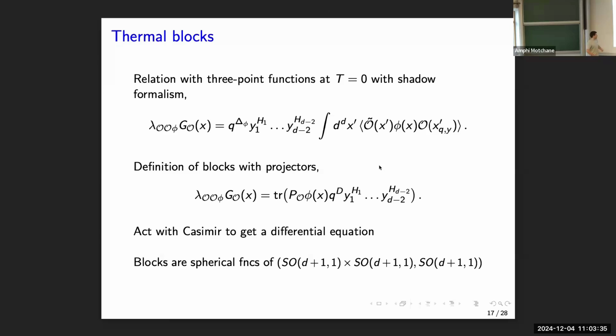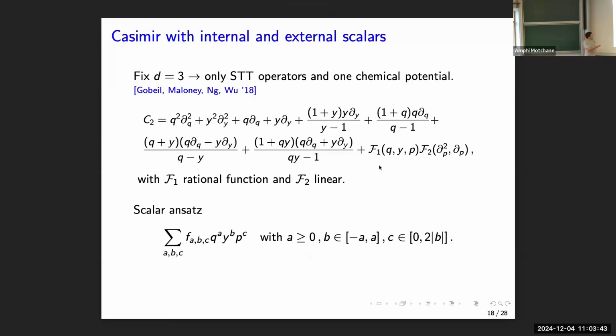Okay, so the way we're doing it was again by writing down some Casimir differential equation. For the easier case, we're fixing the dimension, because in higher dimension you will have more variables and it's going to be more complicated. So we just did everything in 3D. In 3D, just to take a look, this is the differential equation that we will end up with.